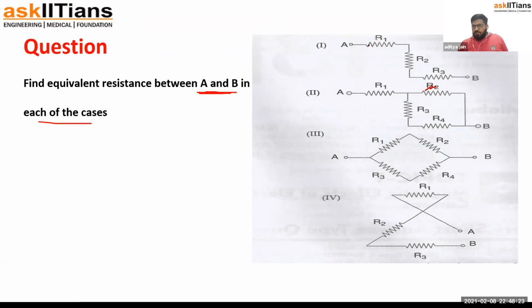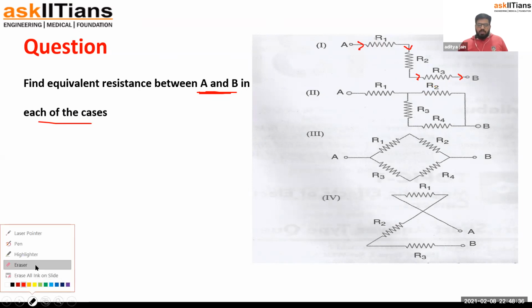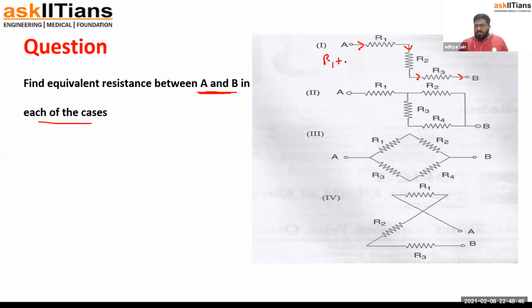So if I started moving from A to B, the same current is flowing through all the resistors, if you carefully observe. Or I can say the path available to current is only one. If there is only one path available to current, that is known as the series combination. So the equivalent resistance between A and B will be R1 plus R2 plus R3.